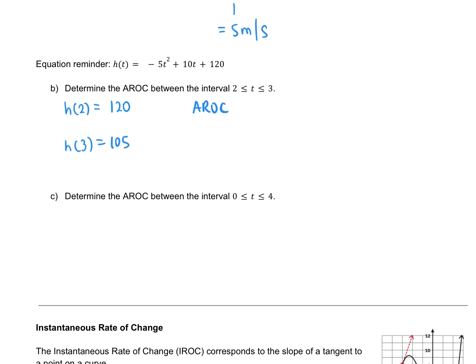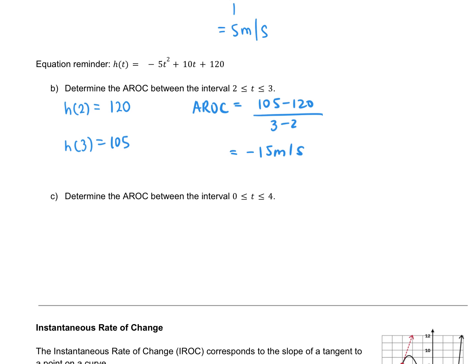And now we can do our average rate of change. So 105 minus 120 over 3 minus 2, that's negative 15 meters per second. So that means there's some downward movement at this point.